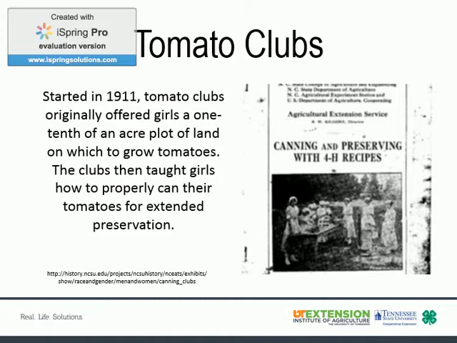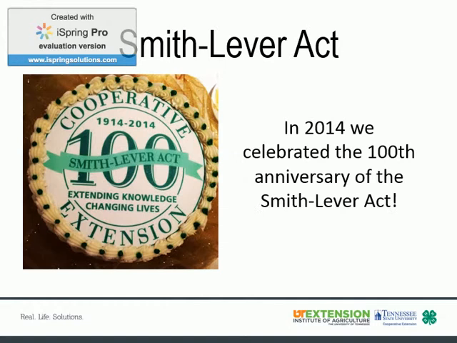In 1914, the Smith-Lever Extension Act was passed, which began the dispersion of agricultural education directly to farmers across the country. By 1941, every rural county had an extension agent to do things like the corn clubs and tomato clubs, meeting the needs of the citizens. In 2014, we celebrated the 100th anniversary of the Smith-Lever Act.